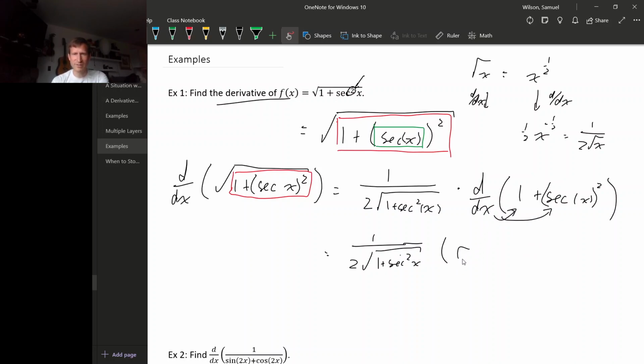The derivative of 1 is 0, and now we need to take the derivative of secant squared. But this is really a square function, and inside of that is secant, so let's take the derivative of the square function. The 2 comes down, and you change the exponent from a 2 to a 1, and then we put the inside piece inside of that, so that's secant x. And now we have to multiply by the derivative of secant x, which is secant x times tangent x.